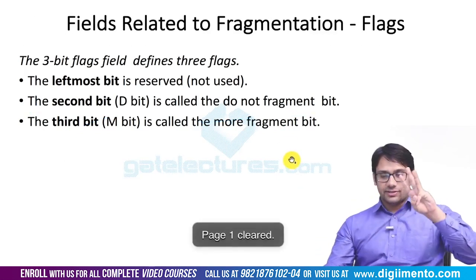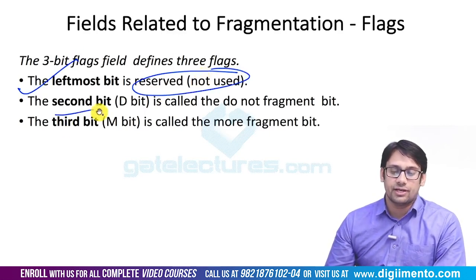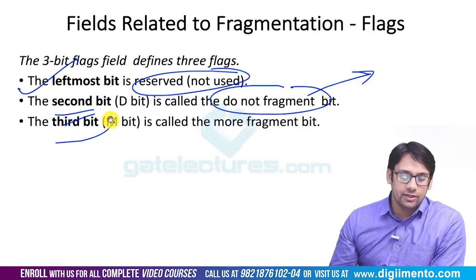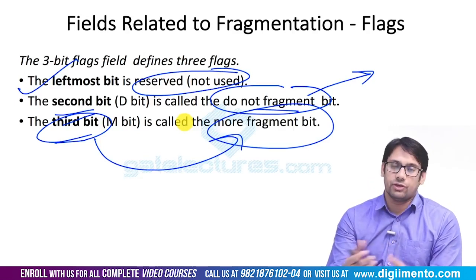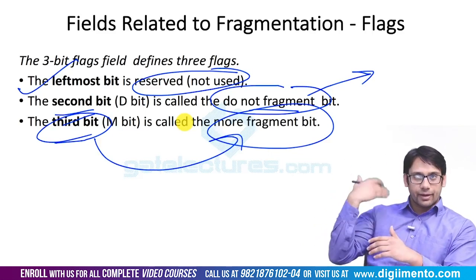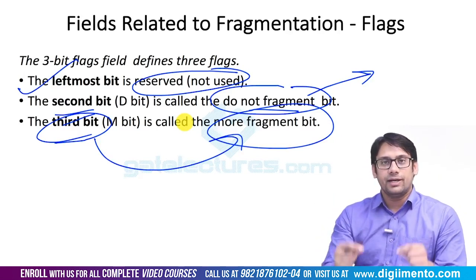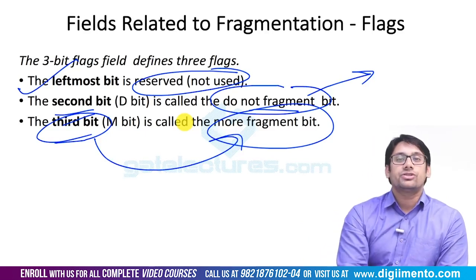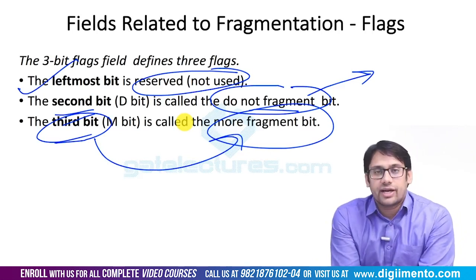Now we had three flag bits here. The leftmost bit is reserved, we do not use it. The second bit is the do not fragment field, which we will discuss at a later point in this video. The third is the more fragment field, which we already discussed: is there any other packet coming after this particular packet. Do not fragment means that when you do not want a packet to be fragmented by the router, you set the do not fragment field as one. For that, we need to understand what the ICMP packet is.